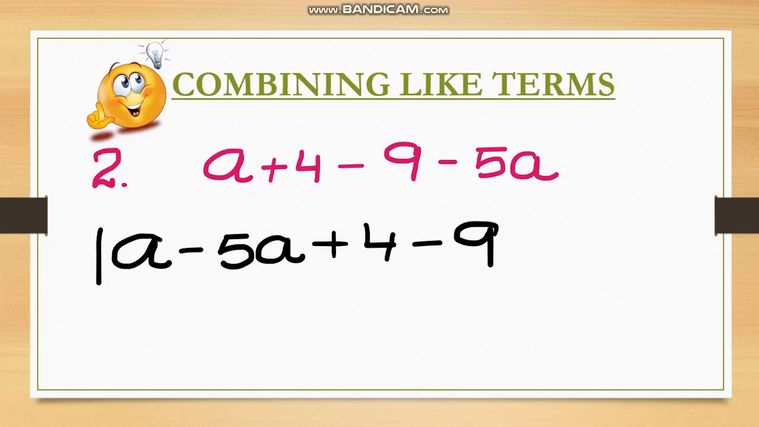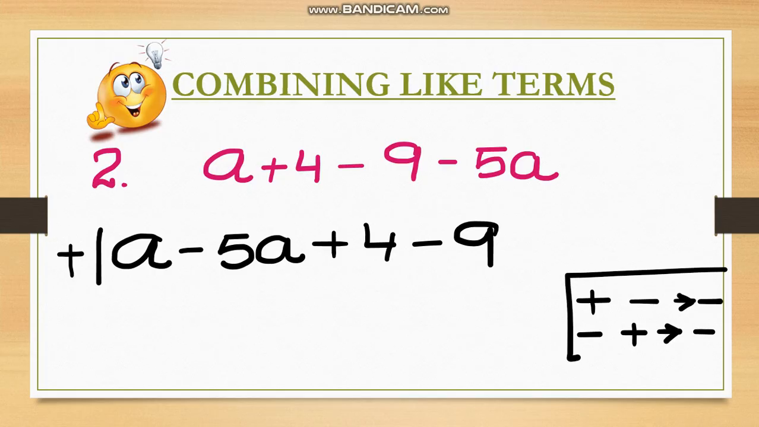Plus 1a minus 5a. Once again, the rule of integers says: this is a positive. When no sign is written, it means positive. Positive and negative, when they come together, it always ends up negative. Whenever the signs are different, the answer is always negative. Positive negative is negative and negative positive is also negative. We have to remember this. This is how you figure out the operation. So here I have a positive negative. That means I will subtract. 5 minus 1 is 4.